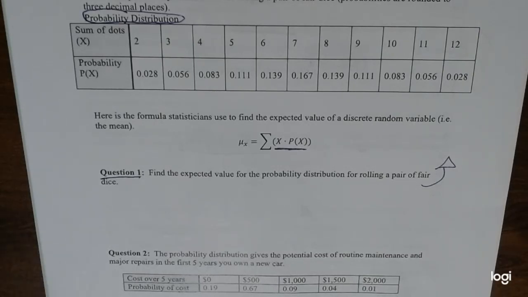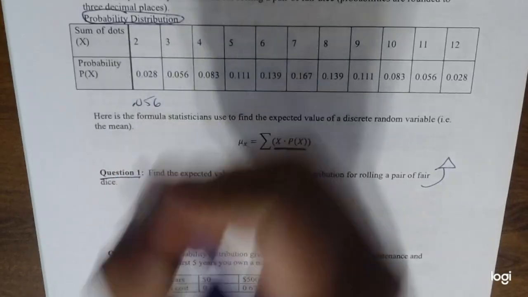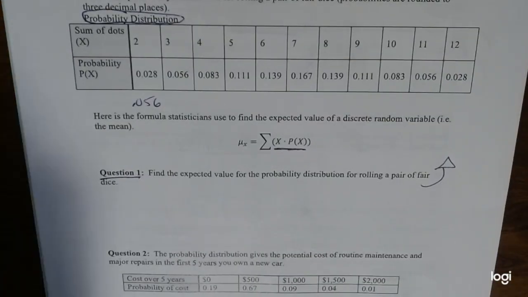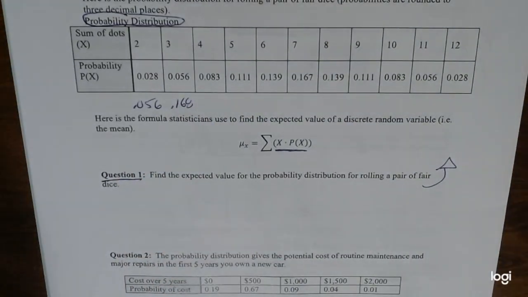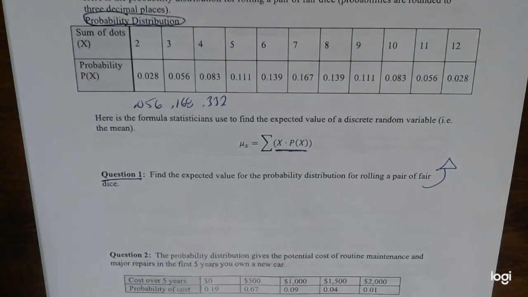All right, so now let's do this together. You multiply straight down. 2 times 0.028 is 0.056. 3 times 0.056 is 0.168. 4 times 0.083 is 0.332, and we keep going. We'll go a little faster since hopefully you guys did it all.